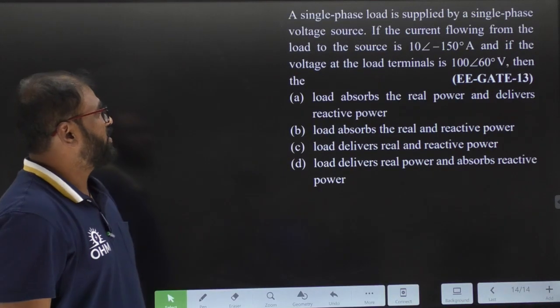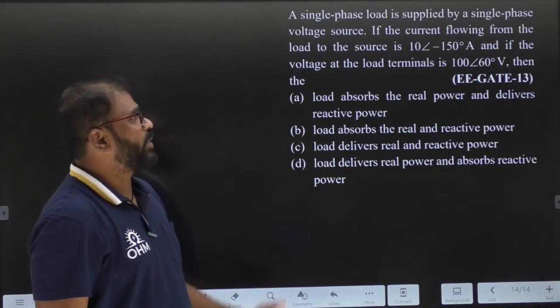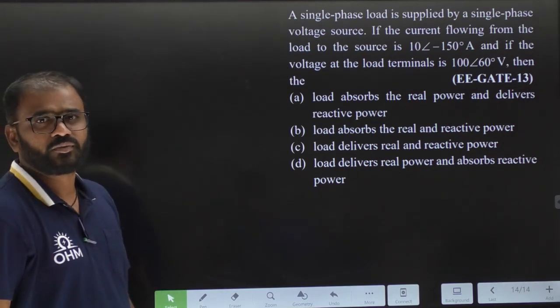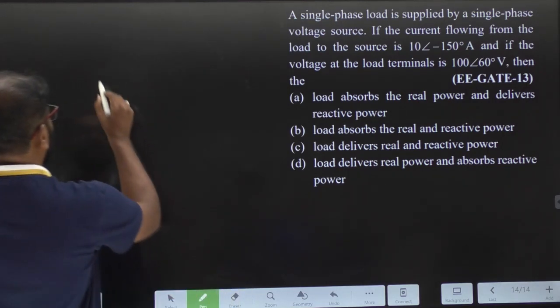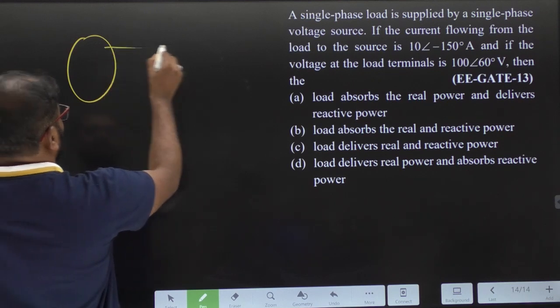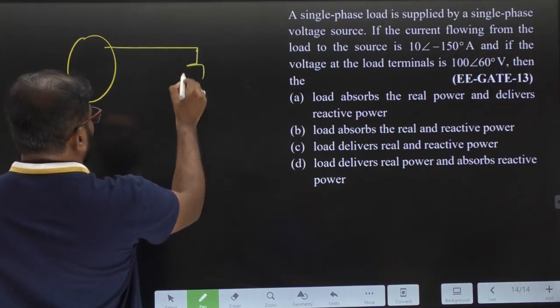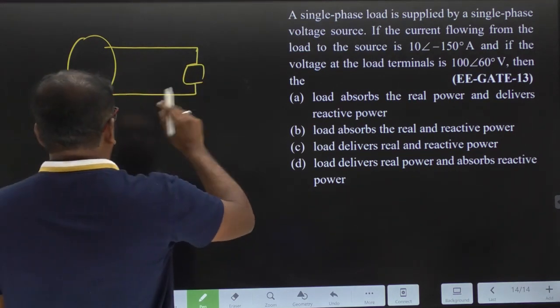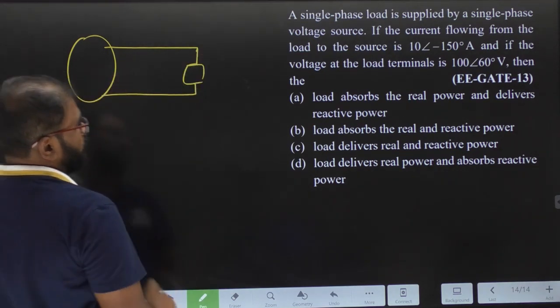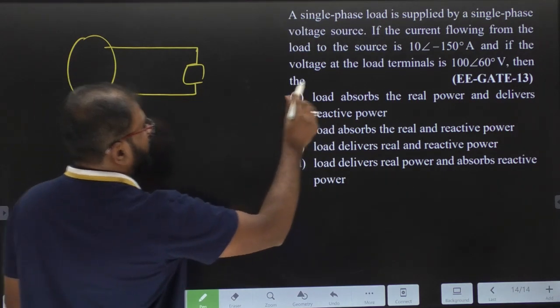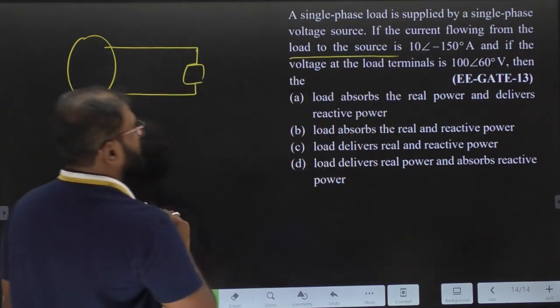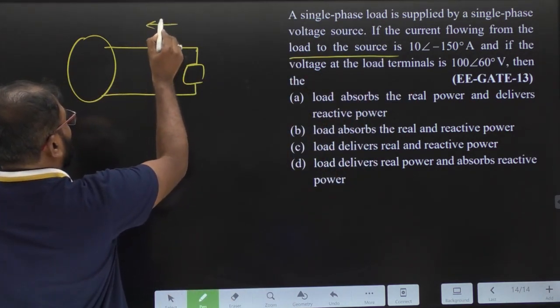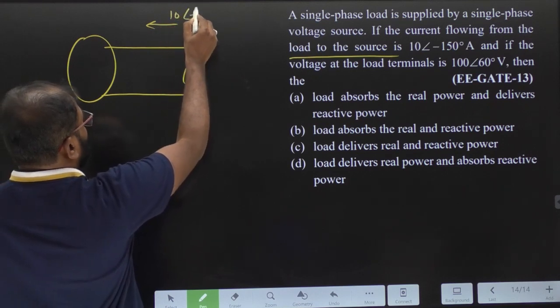Let's go through this question. A single phase load is supplied by a single phase voltage source. Let's assume this is the voltage source feeding the single phase load, fine. But the current flowing from load to source is given. That means in this direction current is given. What is that? 10 at an angle minus 150.